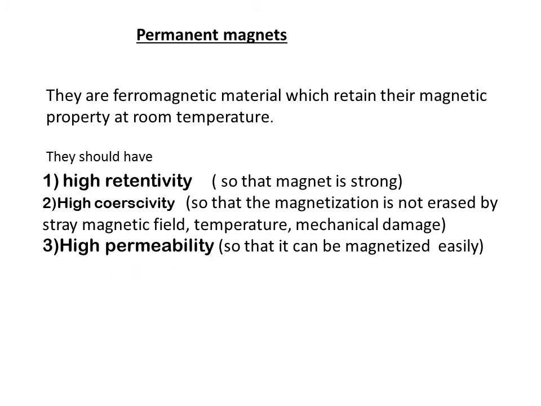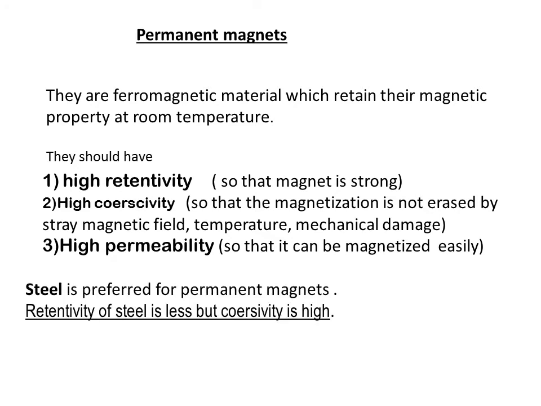We know that permeability is a measure of the number of field lines that penetrate through a medium. So, if permeability is high, it can be easily magnetized. Steel is preferred for permanent magnets. Though the retentivity of steel is less, it has high coercivity. So, steel is used for making permanent magnets. Other materials used for making permanent magnets are cobalt steel, alnico, etc.